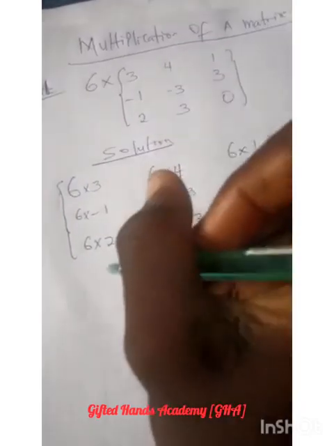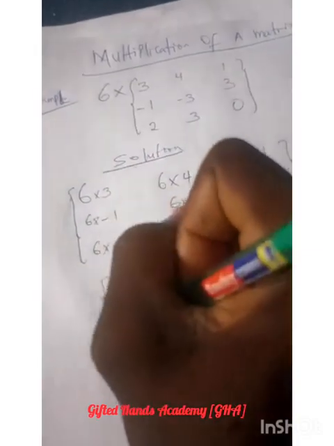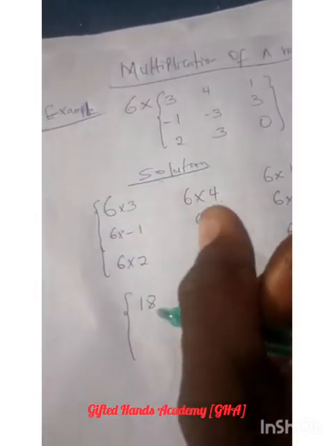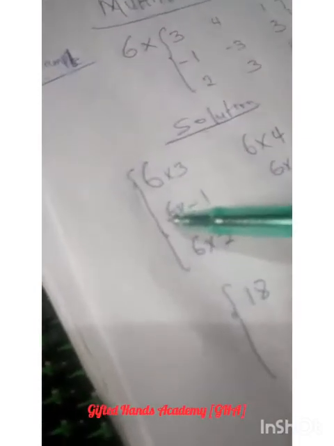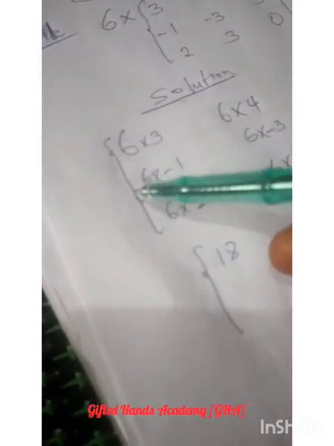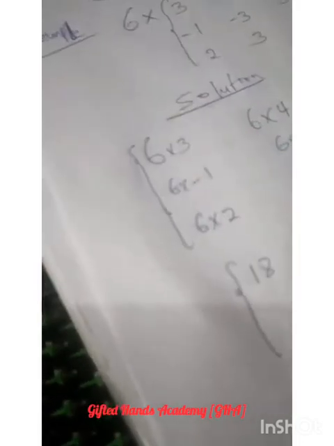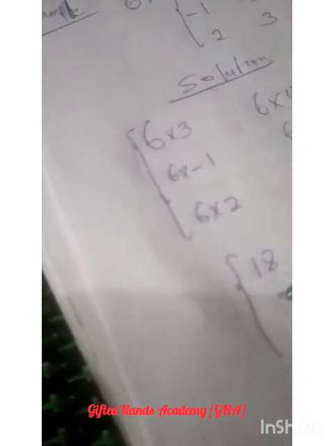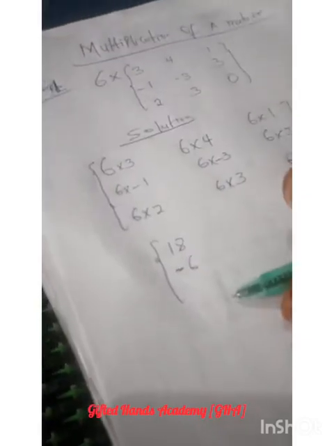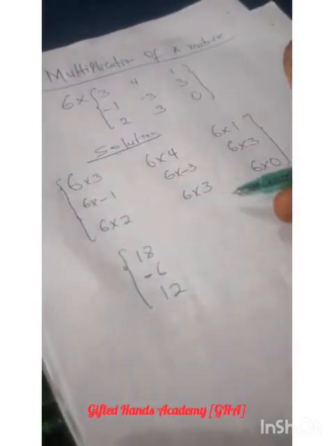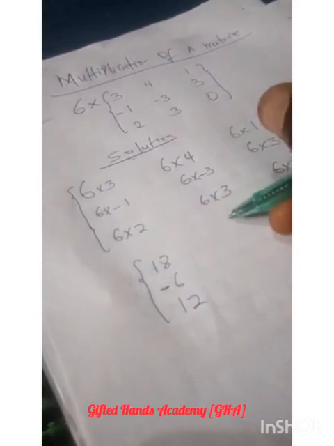So my final answer for that, 6 times 3 is 18. 6 times minus 1, there is an invisible plus. I told us the other time that every whole number is carrying a positive value. So there's an invisible plus here. So I have plus times minus, that's minus. So 6 times minus 1, that's minus 6. Then 6 times 2 is 12. Are we together? Then 6 times 4 is 24.